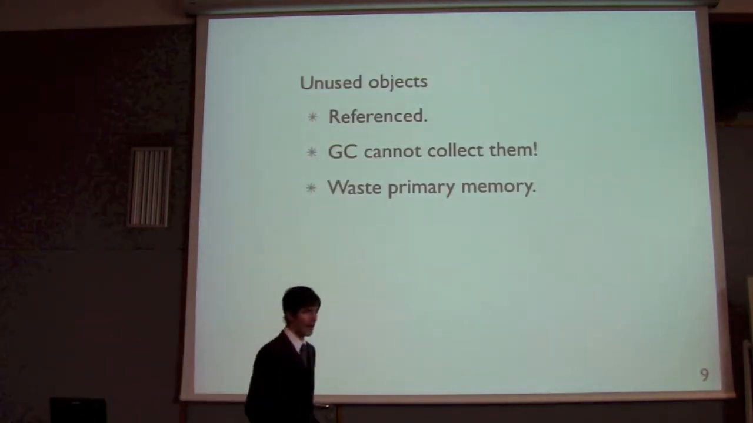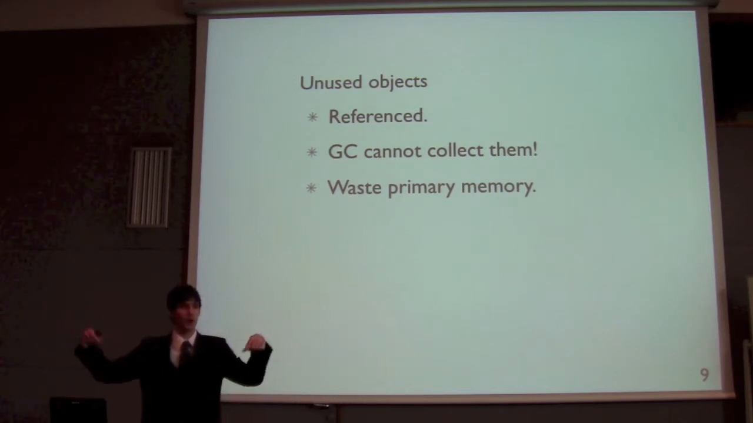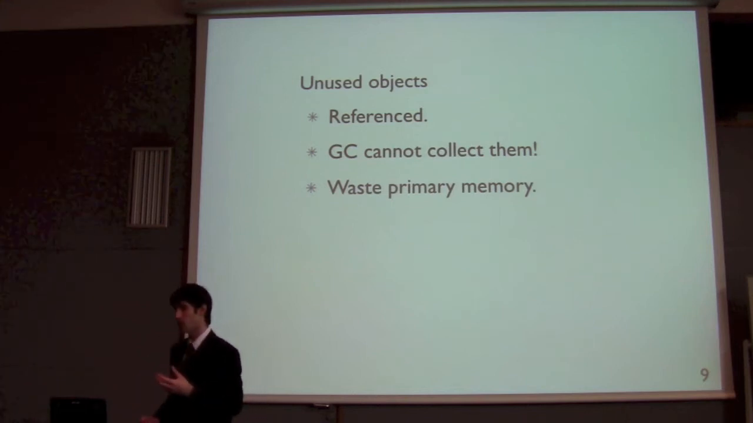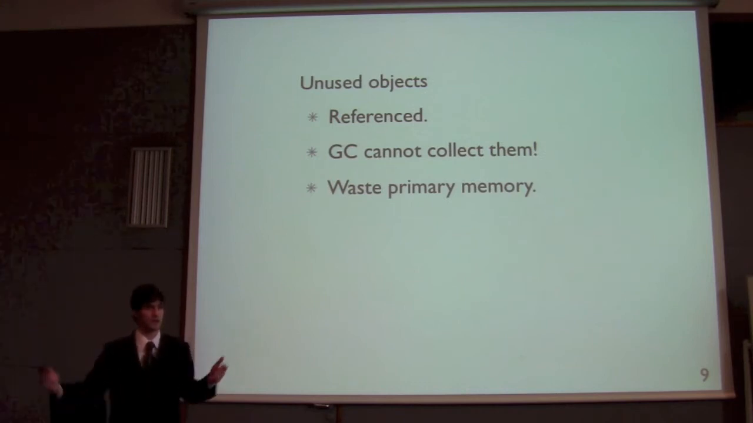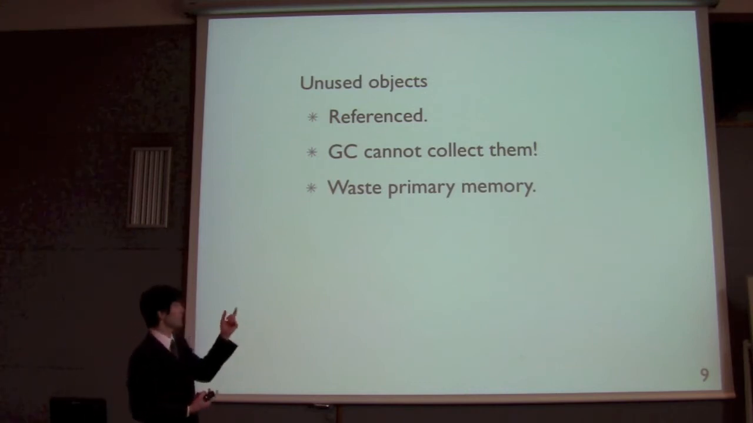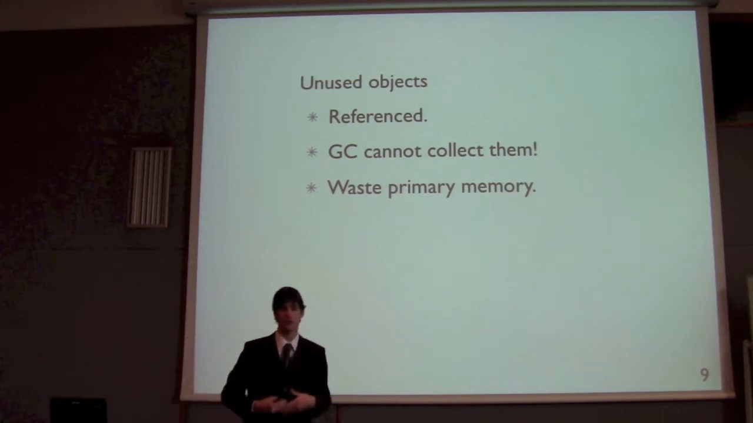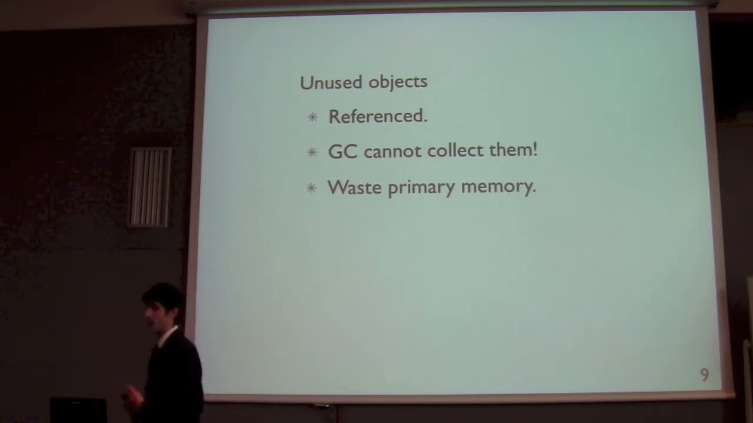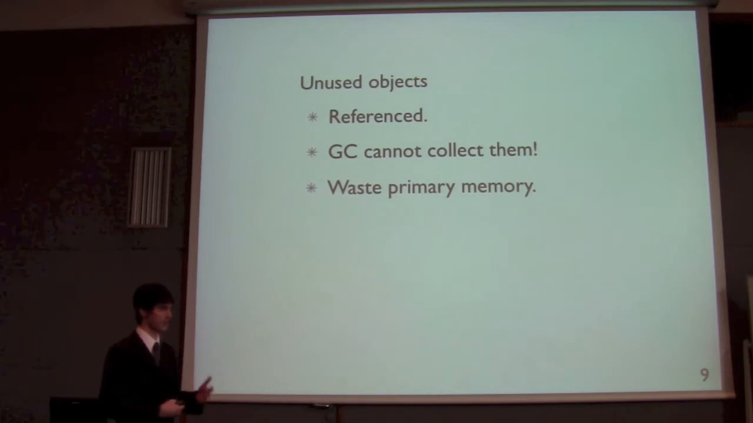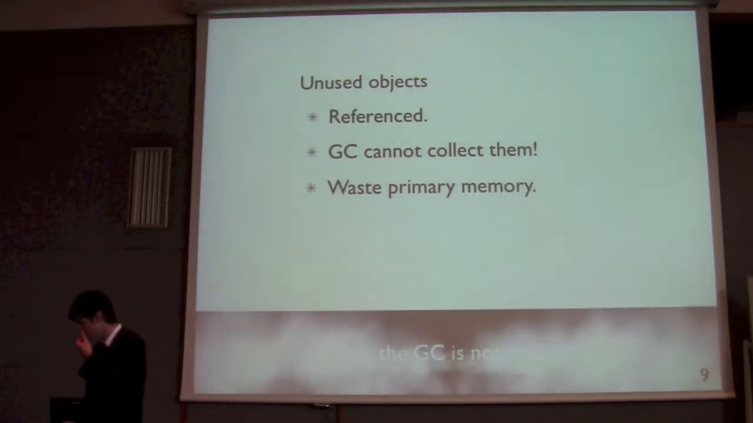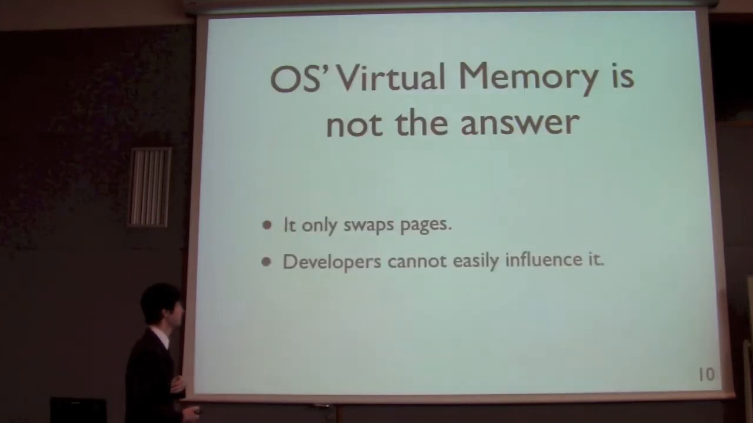Now, the thing is that we have unused objects that have not been used for a while, but they are still referenced from other objects in the system. So the garbage collector cannot collect them, because the GC always collects objects that nobody else refers to. But since these objects are unused yet referenced, they cannot be collected. And so they waste primary memory, and therefore applications use more memory than they actually need, and that's why it's difficult to run object-oriented languages in robots, etc. So the conclusion was that no, the GC is actually not enough for this case.